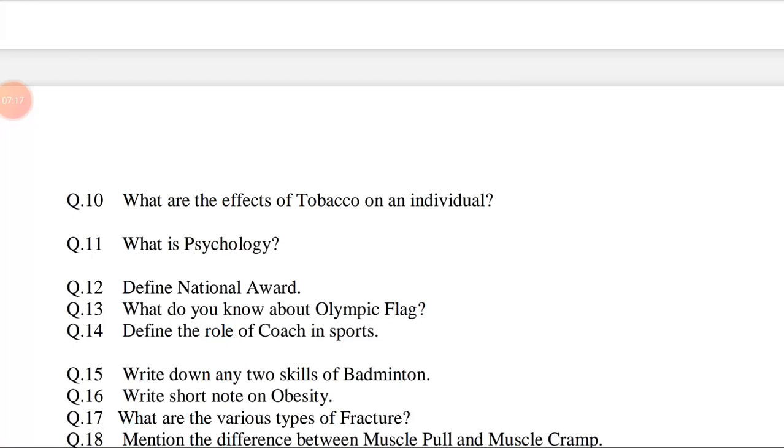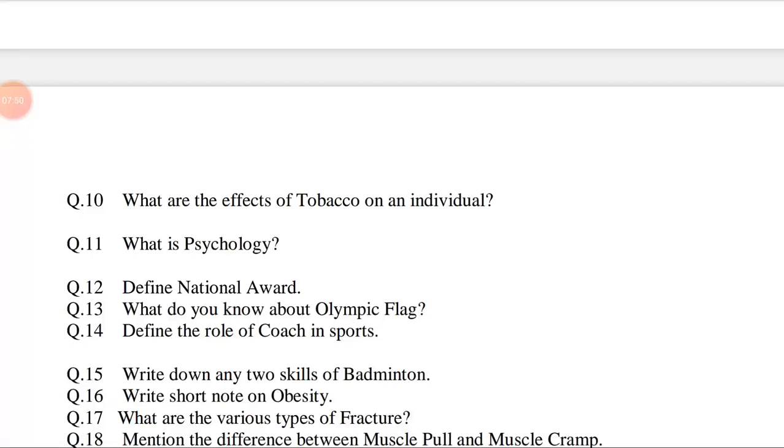Question number 12. Define national award. This question is related to chapter number 7, National Games. The answer may be Arjuna Award, Dronacharya Award, Rajiv Gandhi Khel Ratan Award, Maulana Abul Kalam Azad Trophy, Dhyan Chand Award, Padam Shri Award.